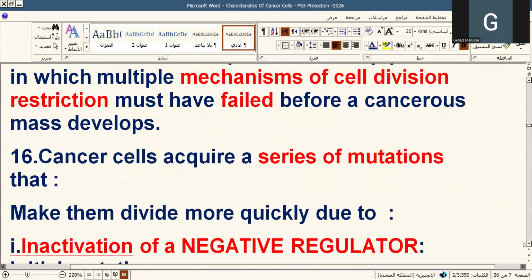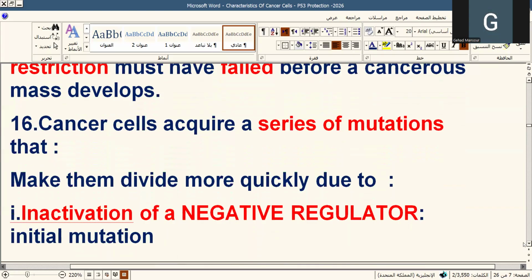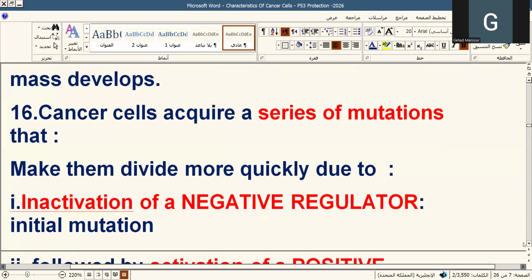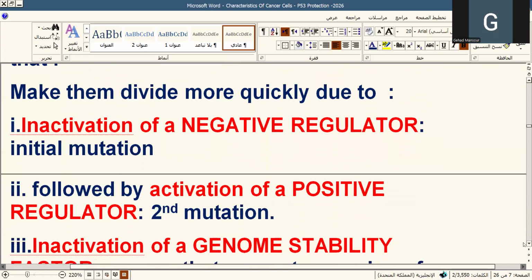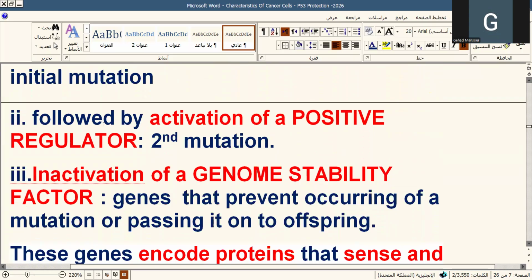So in order to recapitulate all this, or to repeat what we have just said, cancer cells cannot be cancer cells without having a series of mutations that accumulate in the cell. And these mutations, as we have said before, inactivate the negative regulator. And that makes sense, because if you inactivate a negative regulator, then you are activating the cell. Or on the other hand, the mutation activates a positive regulator.